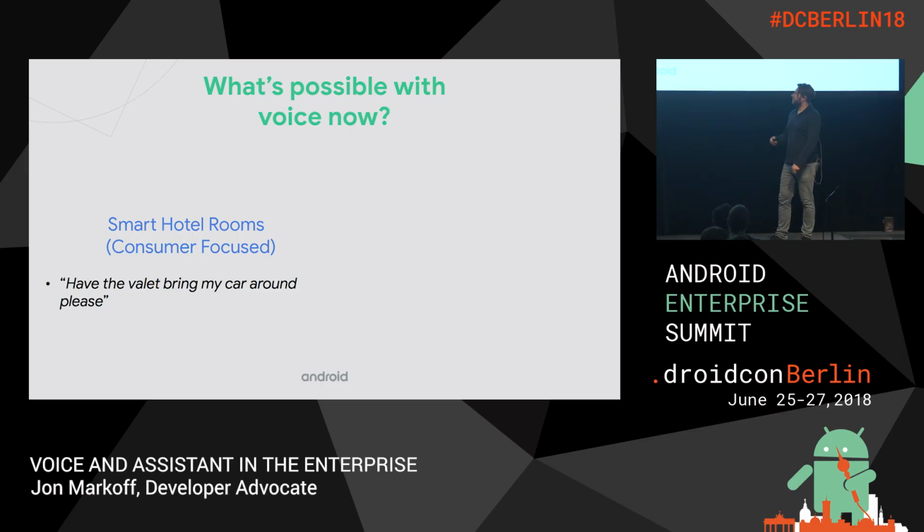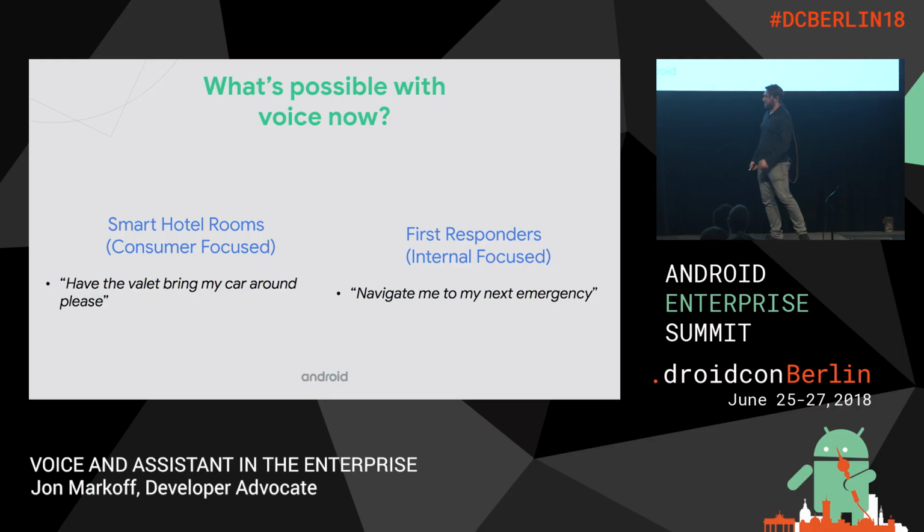And then on the internal side of things, if you're building an app to help your employees, so if you're a first responder, things are probably pretty hectic, you're running around. You might want to say, hey, where's my next emergency? Have your phone or tablet or whatever you're using automatically take you to your next emergency or next visit. So there's obviously a lot more things you can do with voice in the assistant.